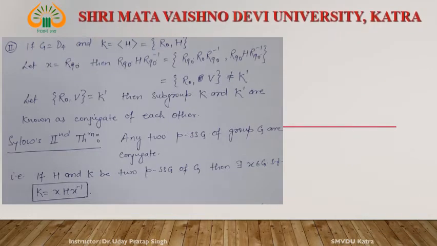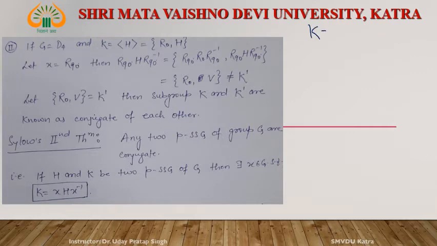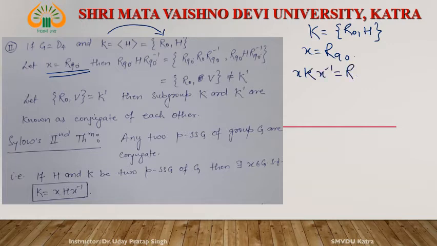Let us see another example. Let K be a subgroup of D4 generated by H, that is R0 and H. Again, let x be equal to R90. Let us assume that K is generated by H, then K is R0, H. Let x be equal to R90. Then what is x K x inverse? This is equal to R90 K R90 inverse, and this implies that R90, what is K?